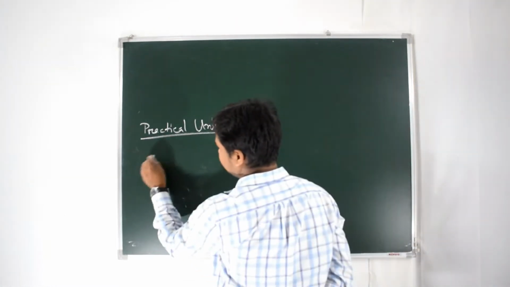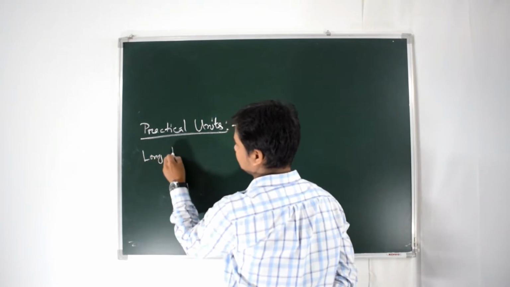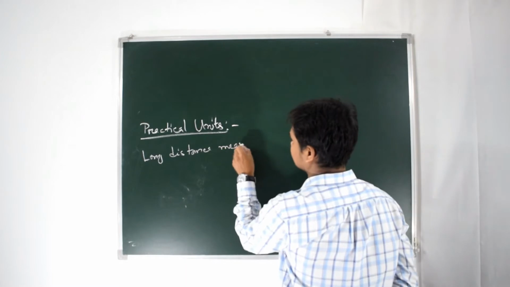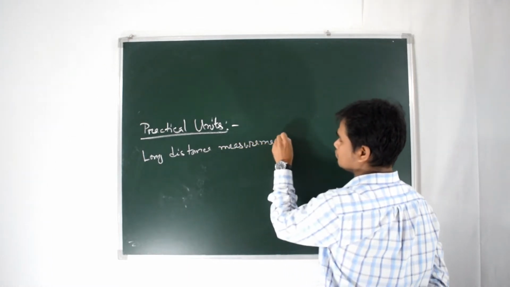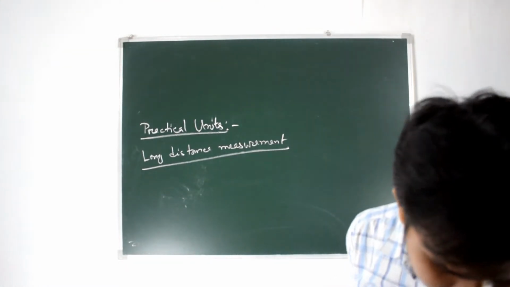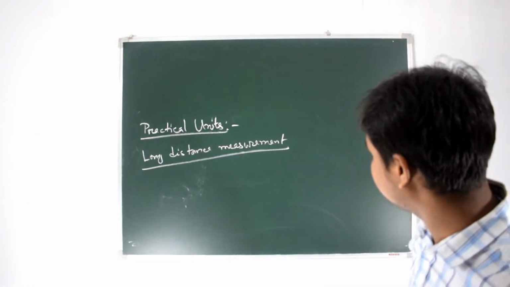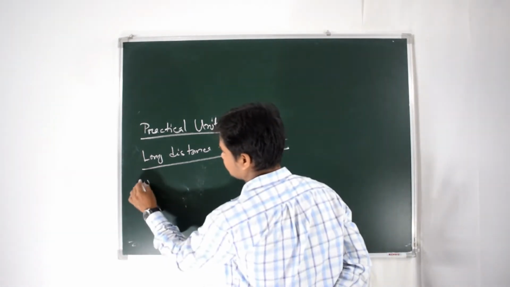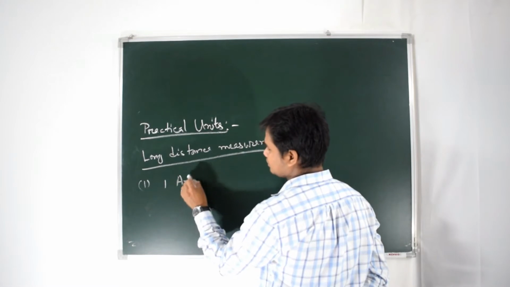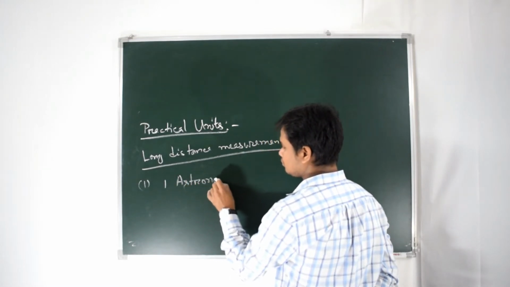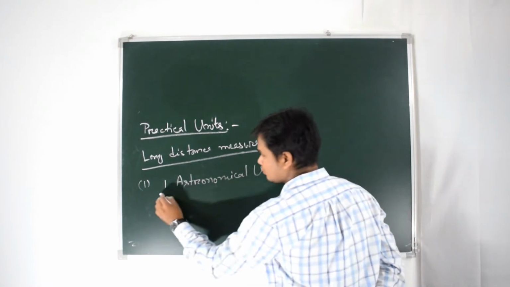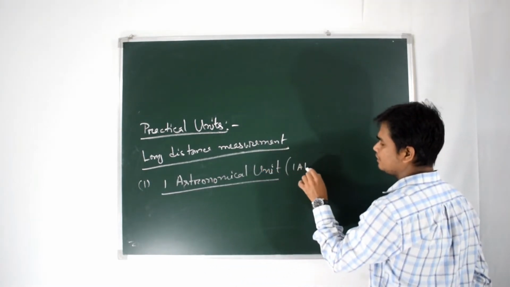First, for long distance measurement, we will learn today. Number one, astronomical unit. Astronomical unit. Okay, in short, 1 AU.